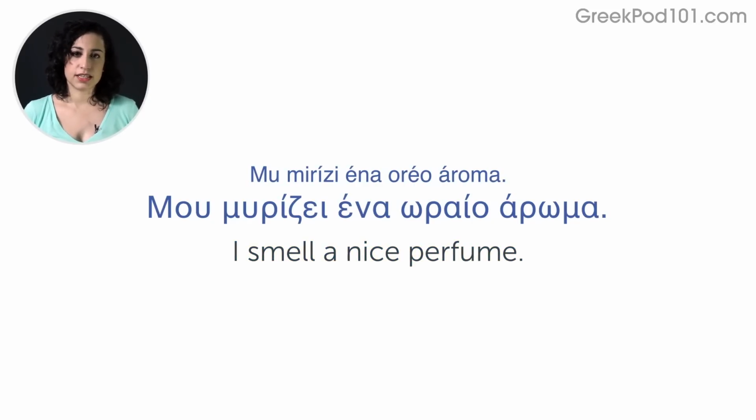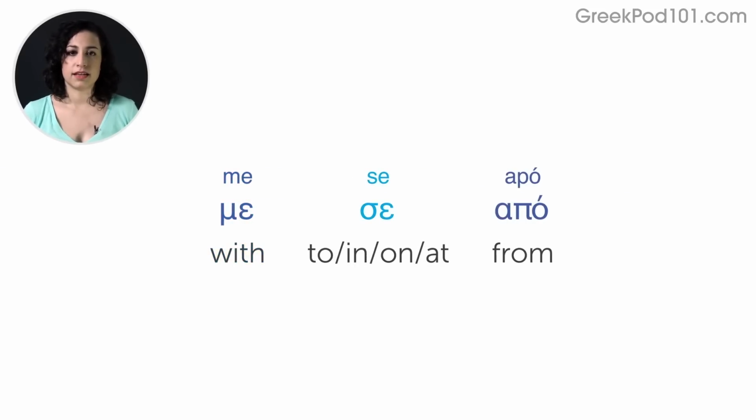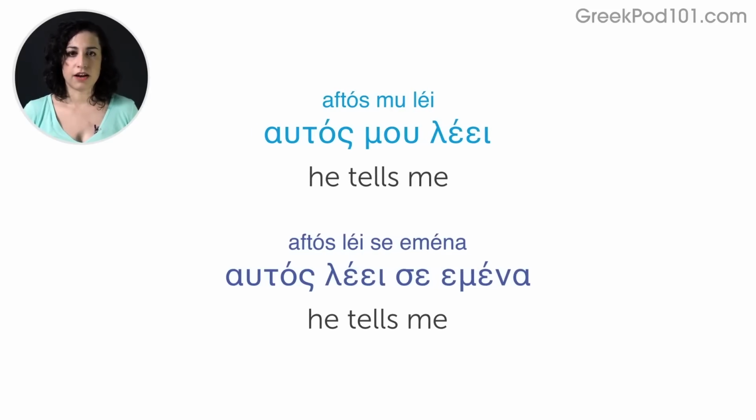This direct object in genitive can usually be replaced by a similar prepositional phrase using a preposition such as με, with, σε, to, in, on, at, or από, from, etc., plus accusative. For example, αυτός μου λέει, he tells me, is the same as αυτός λέει σε εμένα. Here the personal pronoun changes from the weak form μου to the strong form εμένα after the preposition.